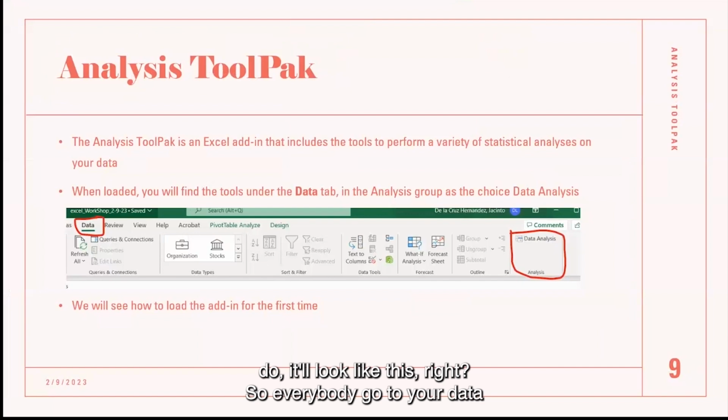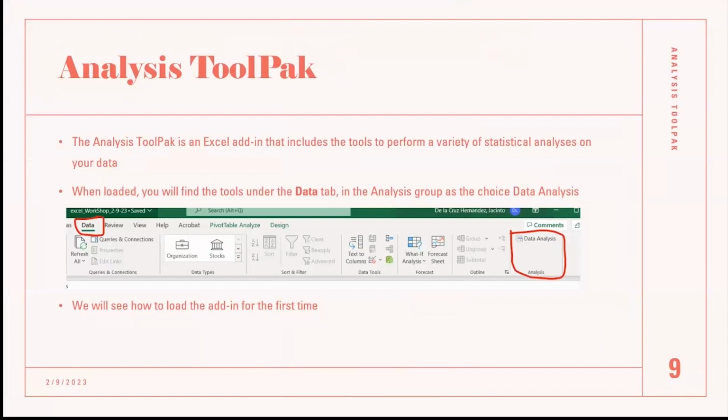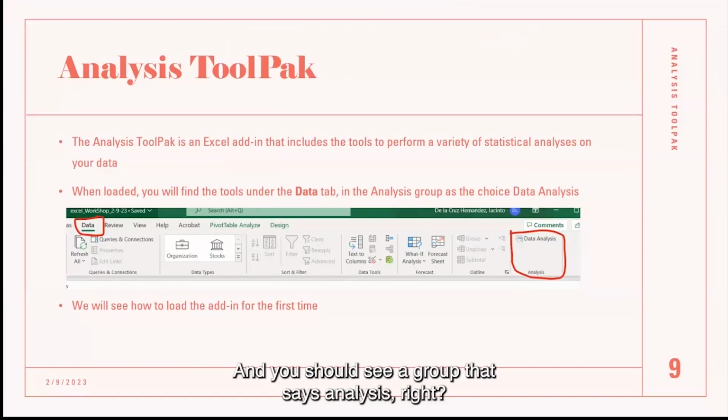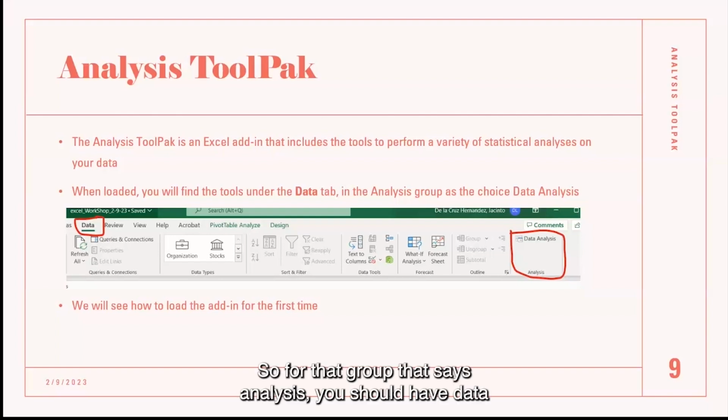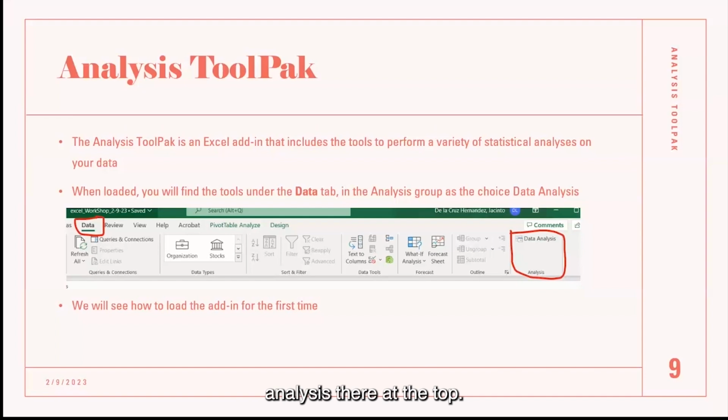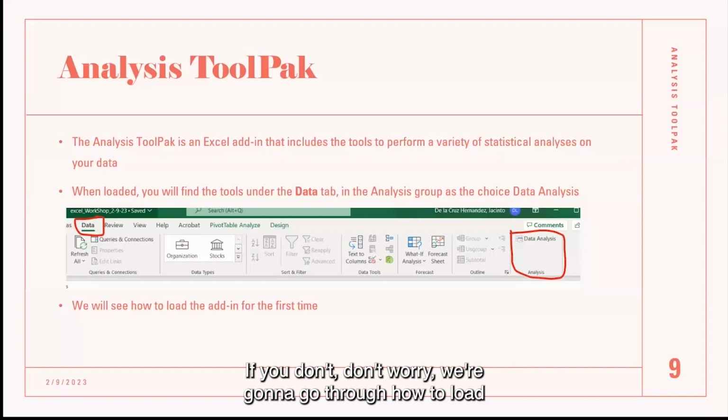So everybody go to your Data tab. At the top there on Excel, go to Data. And you should see a group that says Analysis, right? In that group that says Analysis, you should have Data Analysis there at the top. If you don't, worry not, we're going to go through how to load this ToolPak for the first time. Once you load it in, you should have it available to you afterwards, right? And that's where you're going to find it.